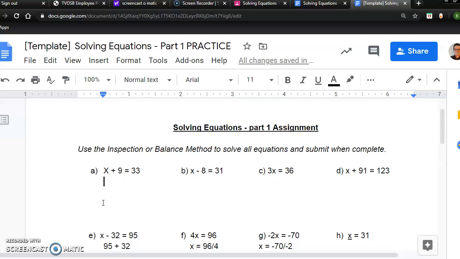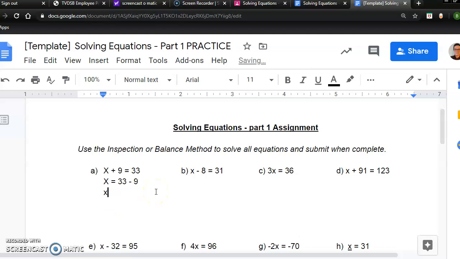So x plus 9 minus 9 is the same thing as just x, because the plus 9 minus 9 cancel out. And then we do 33 minus 9, because we had to do it to both sides. X equals 33 minus 9, or you could put x equals 24. We can check our answers, which is great with algebra. We put 24 in for x. Is 24 plus 9 33? Yep, it is, so we know we're right. Our answer is always going to look like that: x equals a number, or y equals a number, whatever variable we're working with.